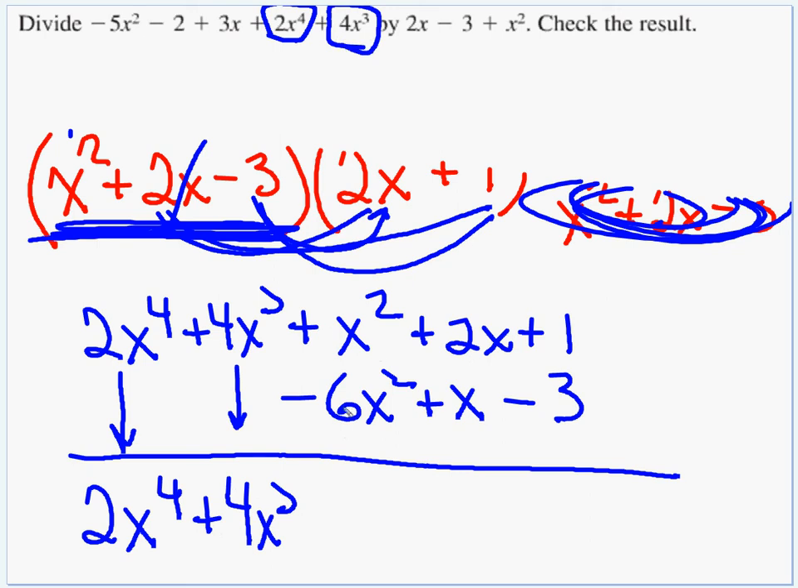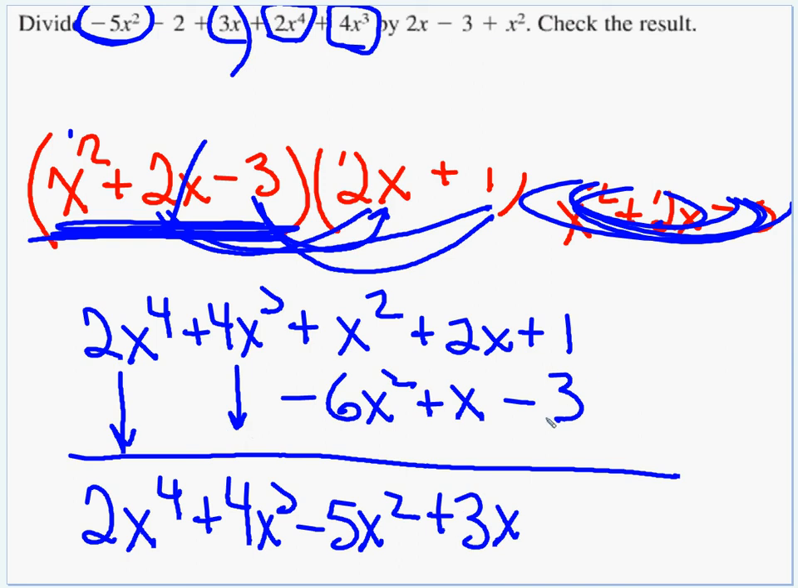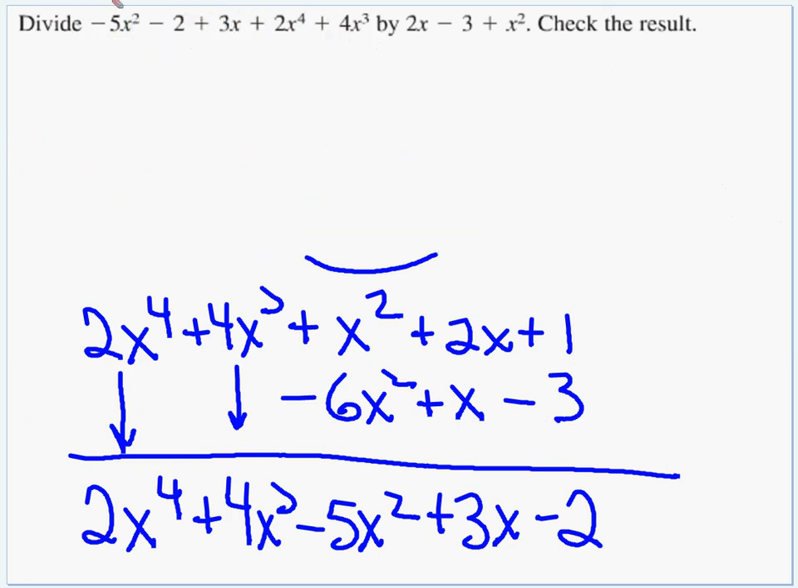If we add these next two terms together, a minus 5x squared, that was right here at the beginning. The middle here, the 2x and the x, that'll be a 3x. We had that. And then the minus 3 and the plus 1 is minus 2, and we got it. Perfect. Sometimes the checking is harder than the actual division.